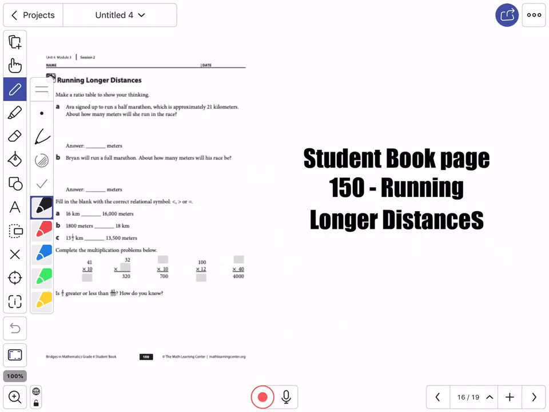On page 149, there is a workplace, which I'm not going to introduce to you right now. I may do that later, but for now, we're going to skip that. And we're going to move on to student book page 150, running longer distances.